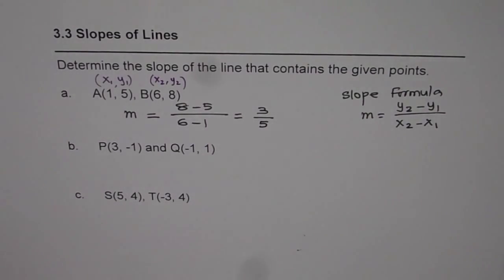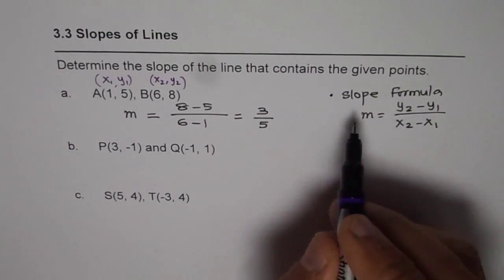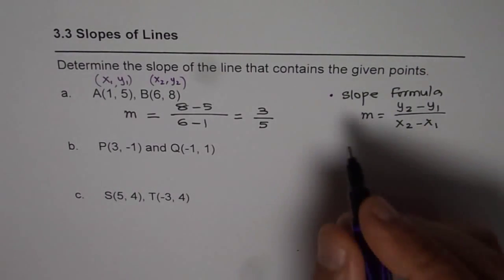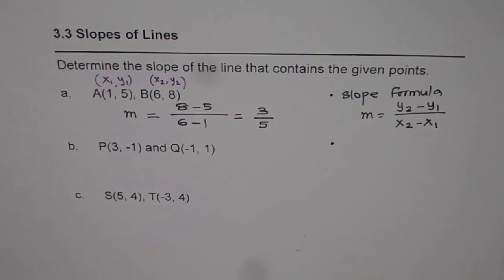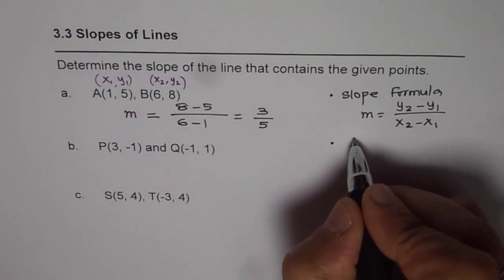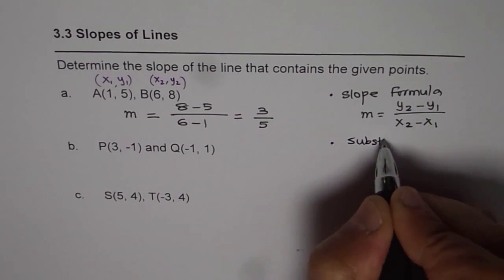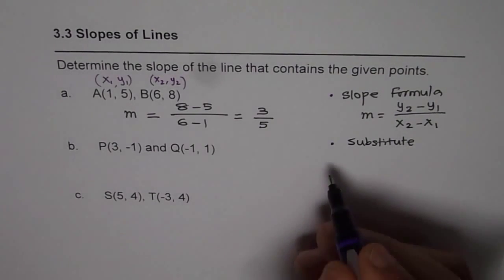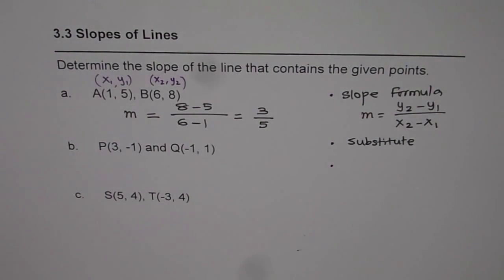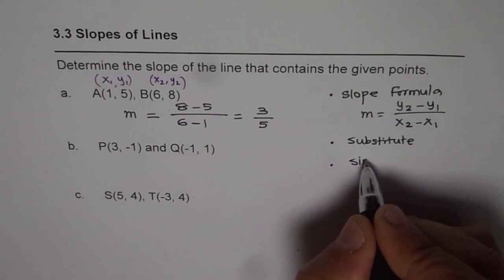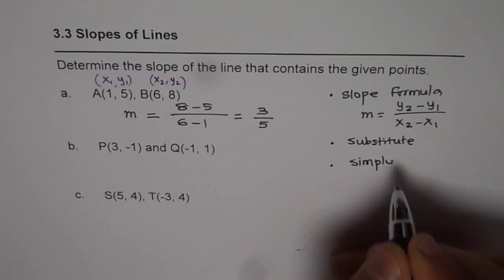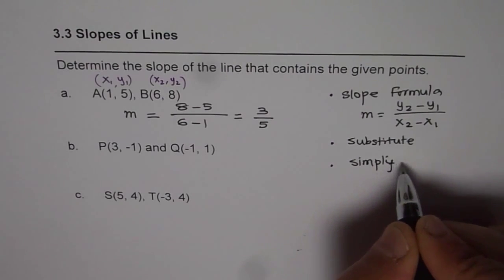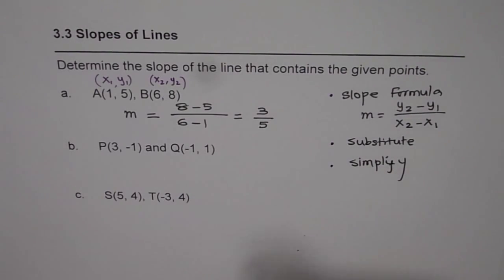So the steps involved are, first, apply the slope formula, and second step is substitute the values, right? And the third step is to simplify. So you can pause the video and apply these three steps to find the slope in each one of these cases, right? So let me go over them.